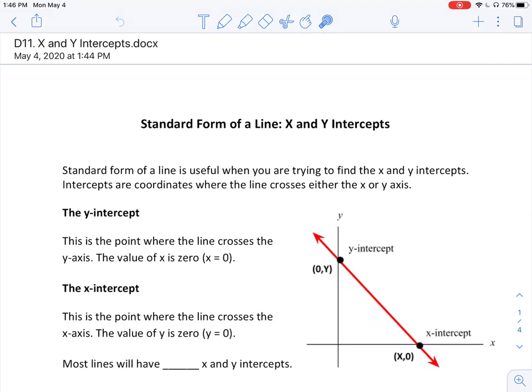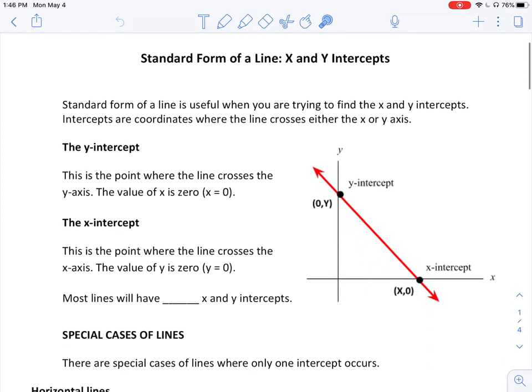Right? And that's kind of what we talked about here: at the point where the line crosses the y-axis, the value of x is 0. So when this line touches the y-axis, we know that the x value is 0. When we're talking about the x-intercept, the point where the line crosses the x-axis, the y value is 0. So again, as soon as this line touches the x-axis, we know that the value of y is 0. We know that for sure.